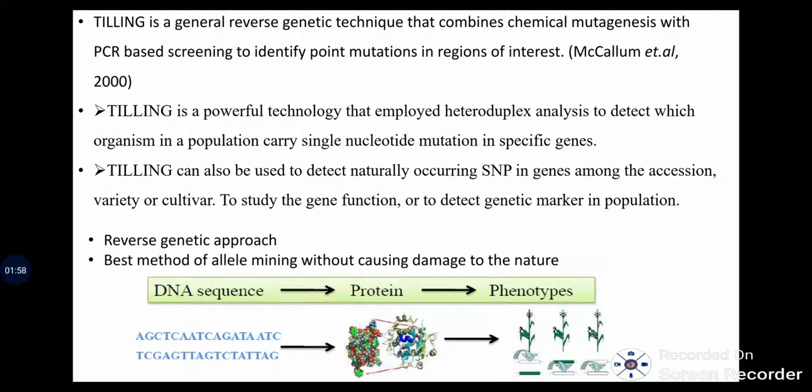TILLING is a powerful technology that employs heteroduplex analysis to detect which organism in a population carries single nucleotide mutations in a specific gene. Heteroduplex analysis is an approach to identify the SNPs or single nucleotide changes. TILLING can also be used to detect naturally occurring SNPs in a gene among the accessions, varieties or cultivars, to study the gene functions or detect the genetic marker in a population.